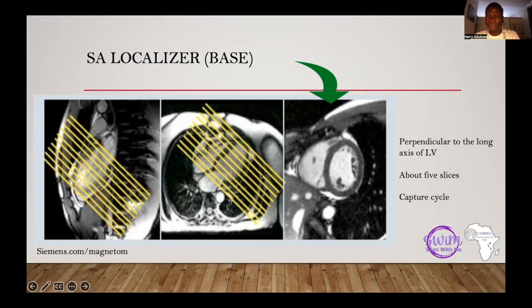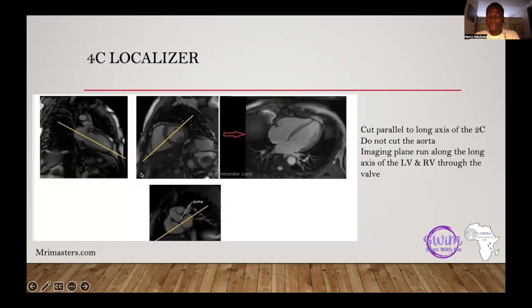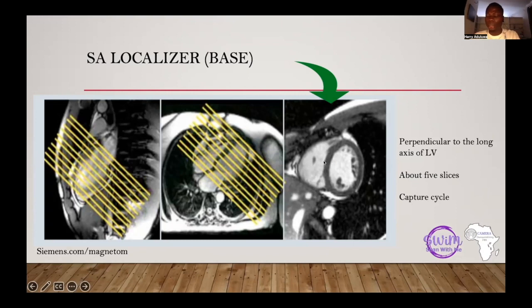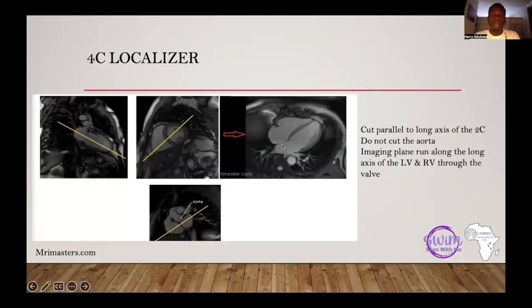When I do this, I can then use my short axis to plan for my four chambers to give me something like this. When I click on my four chamber, I need to bring out my two chamber localizer, which is this, and bring out my short axis, which is this. The systems are programmed in such a way that as soon as you click on each sequence, it gives you an idea of the way you are going to plan. All you need to do is position the planning plane very well.